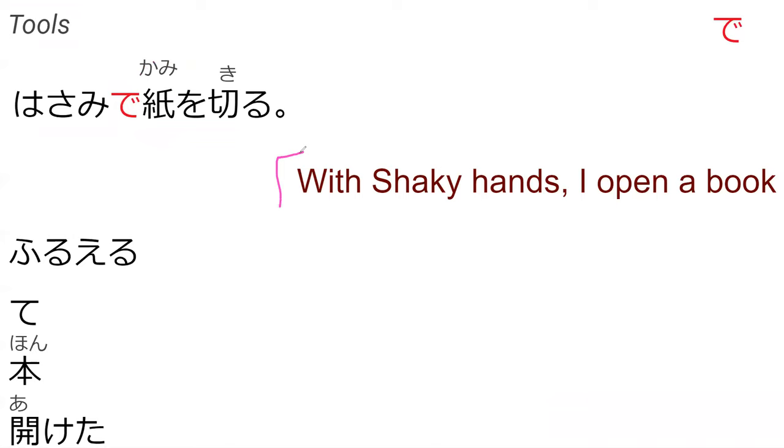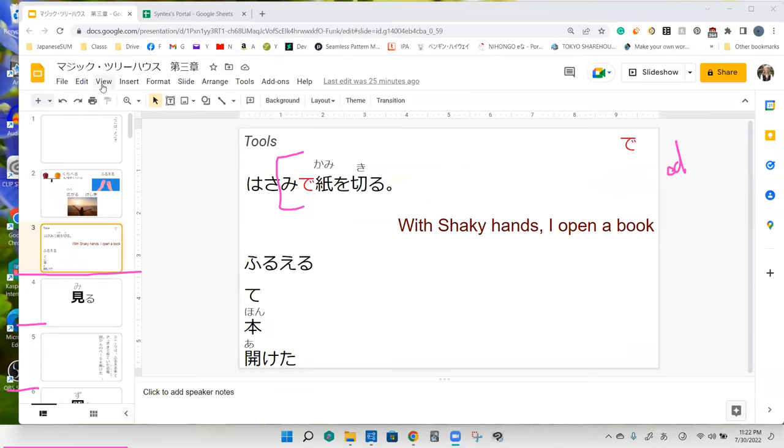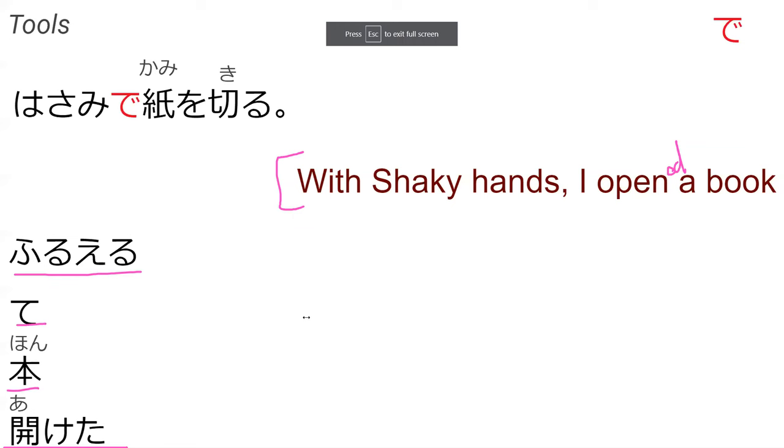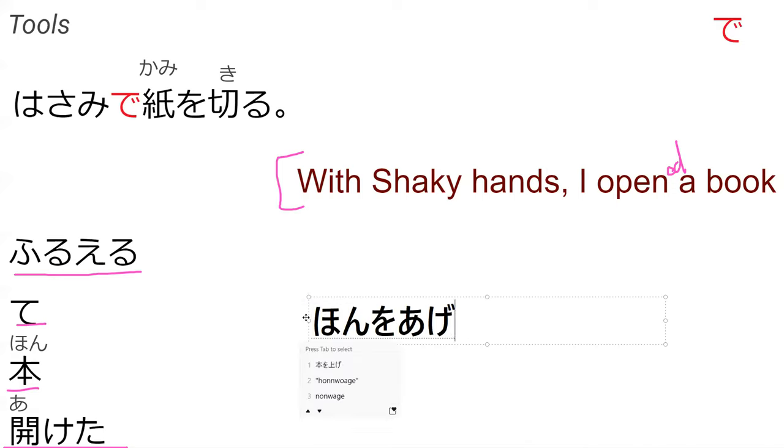So I would like you to make the sentence: with shaky hands, I opened a book. We've got furueru, te, hon, and ageta. Shaky hands, I opened a book. Hon o agete de furueru de, I think.